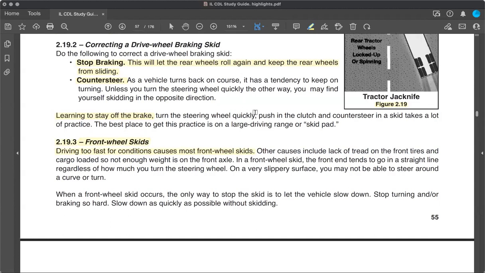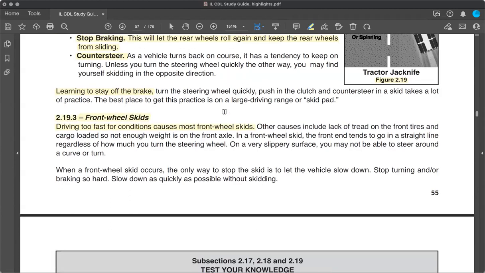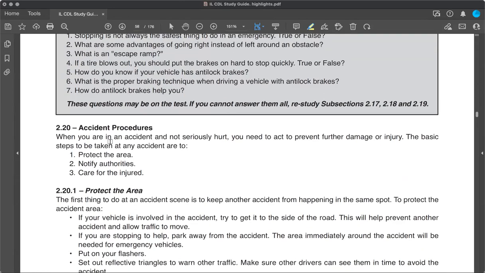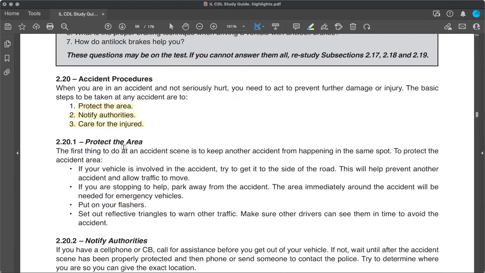We can flip over to page 56 and 2.20, accident procedures. Just make note of the 3 points there: protect the area, notify authorities, and care for the injured. It then goes into detail on each of those. Let me direct your attention to a few points. So 2.20.1, protect the area, is the first part of the accident procedure.